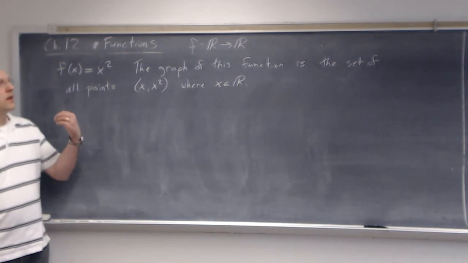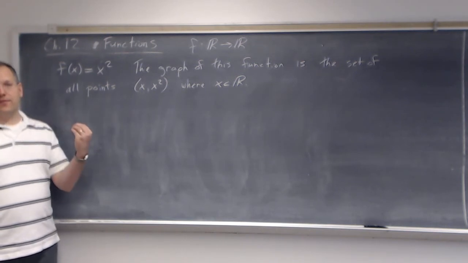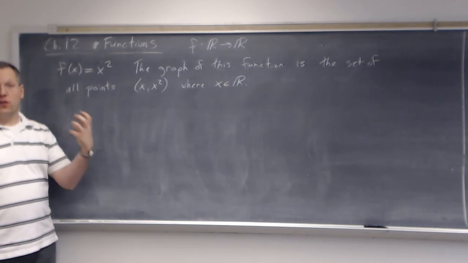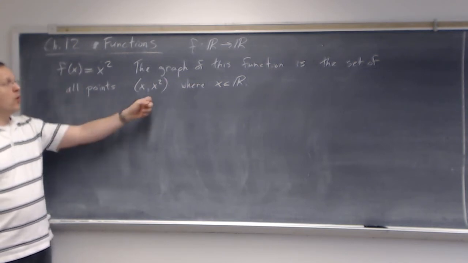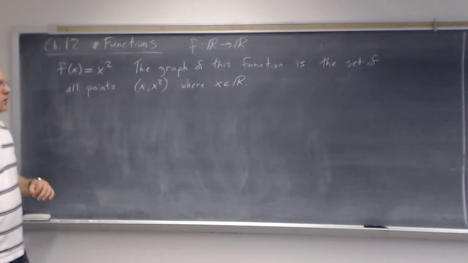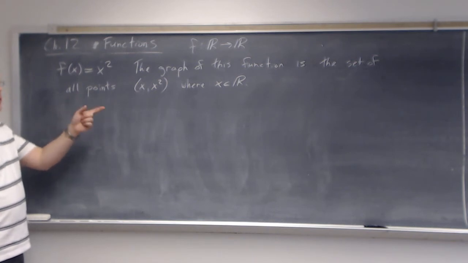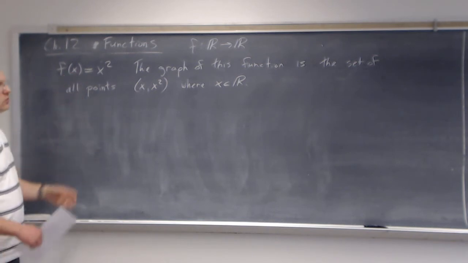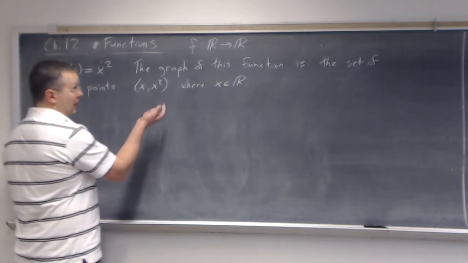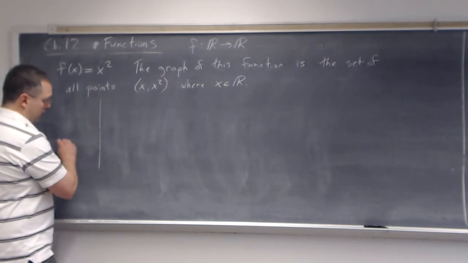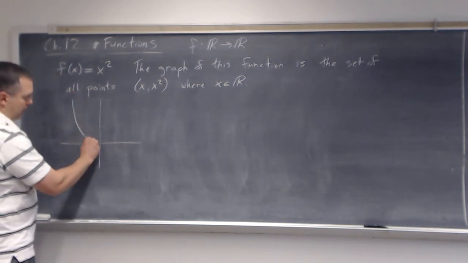So if you think of the graph of this thing you're used to seeing, the graph is the function. It's the set of all points that look like x comma f of x or x comma x squared. Every point that looks like that for any real number x, that whole set makes up the graph of this function, and that's what we're going to define as this function. So what does this look like? It looks like this kind of standard parabola.